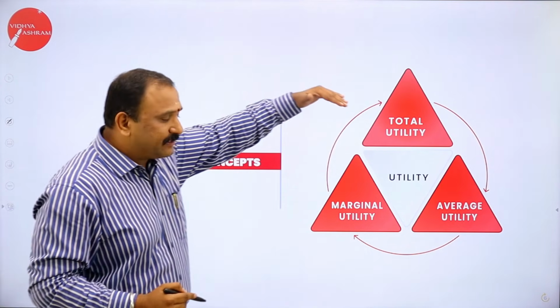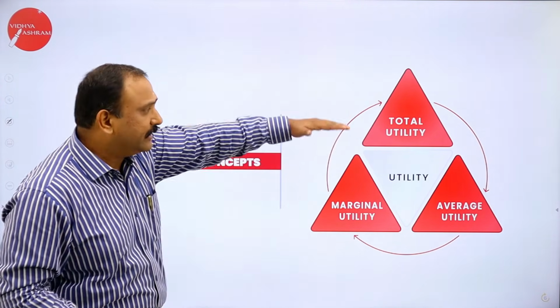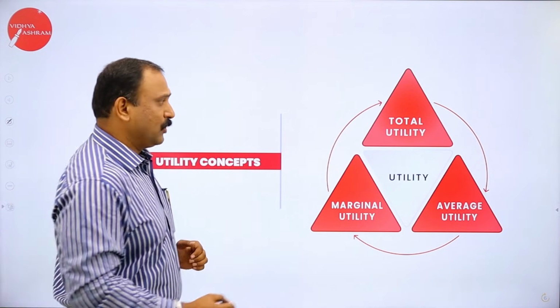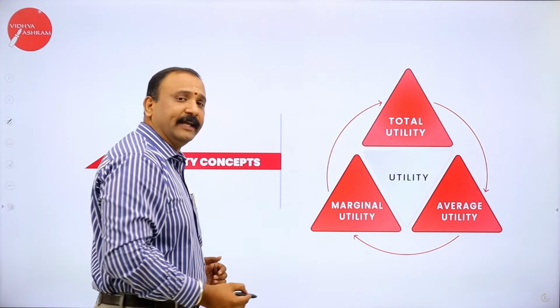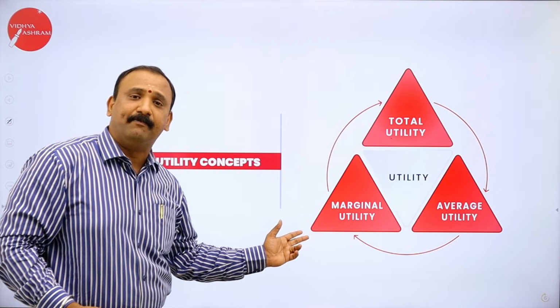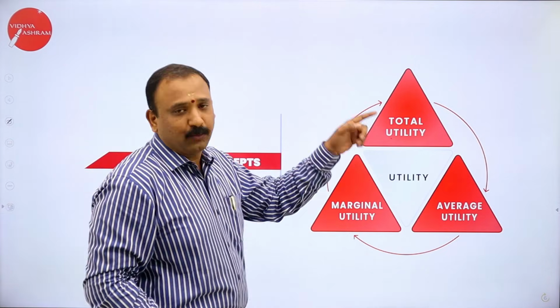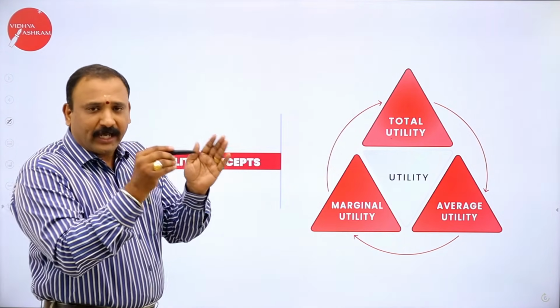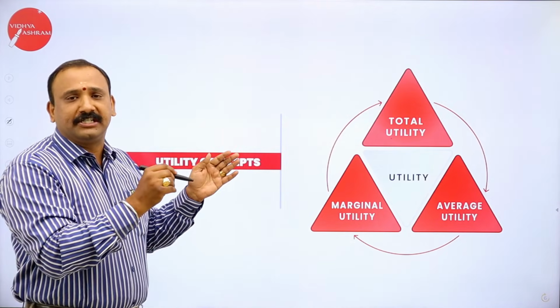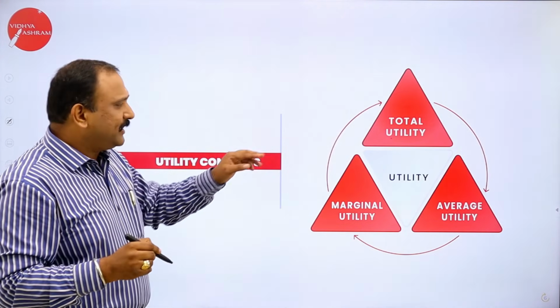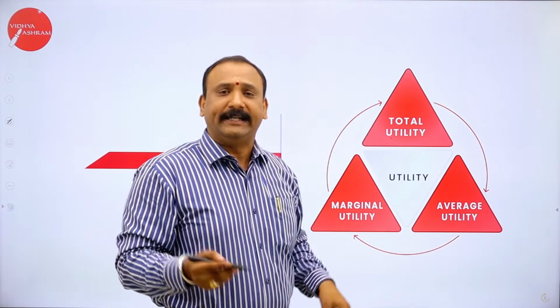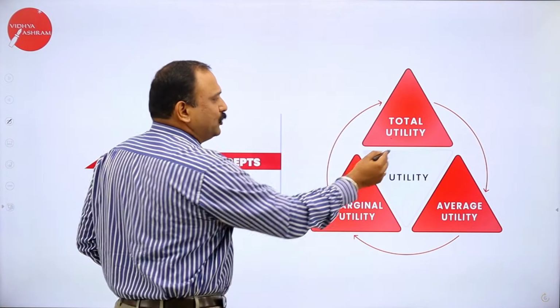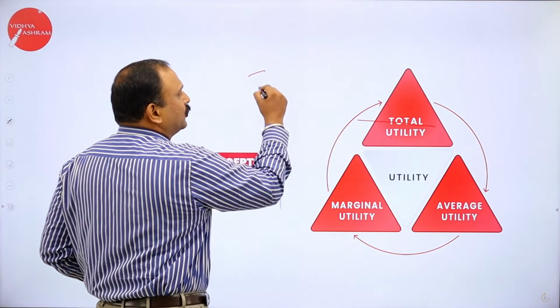So we have three different types of utility that you can see on the board. One is the total utility. The second one is called the marginal utility. And the third one is called the average utility. Now we will look into each of these concepts in depth. The moment I say total utility, the word itself is quite easy to understand.